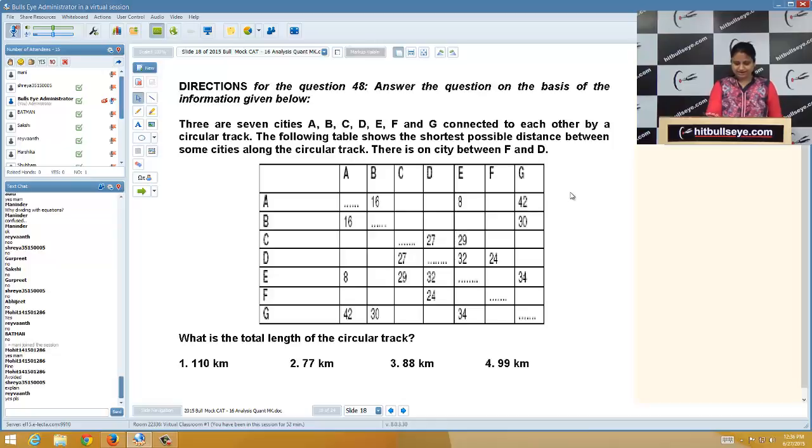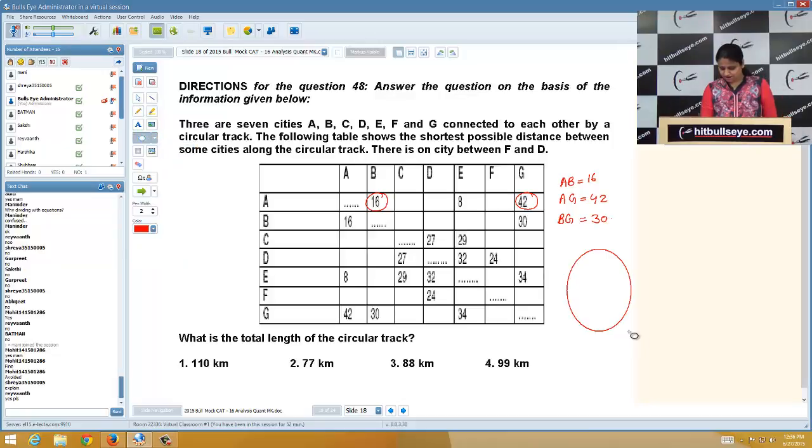See, what are the things given? There is a circular track and there are 7 cities on this circular track. The distances between them are given. As you can see, AB is 16 here. AG is 42 here and BG is 30 here. So I am taking a circle. I am trying to take these cities. So let us take A here.